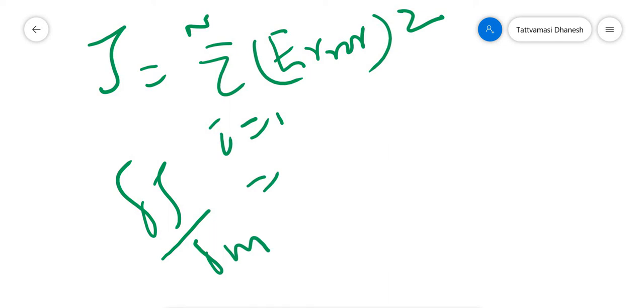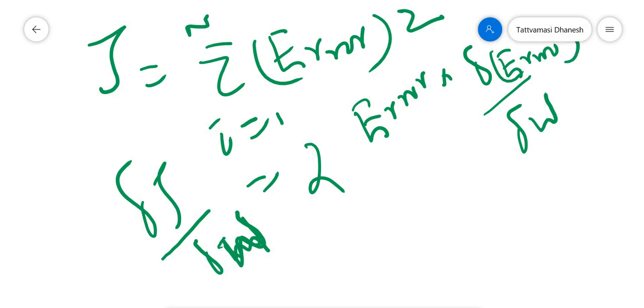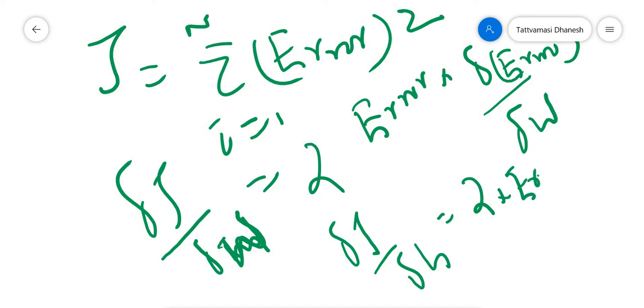when you take the derivative of x raised to n, it is n times x raised to n minus 1, so 2 into error into ∂/∂W of error. We have taken the weight as W, so ∂J/∂W is 2 into error into ∂/∂W of error. In the same way, you can calculate ∂J/∂B. It is equal to 2 into error into ∂/∂B of error.